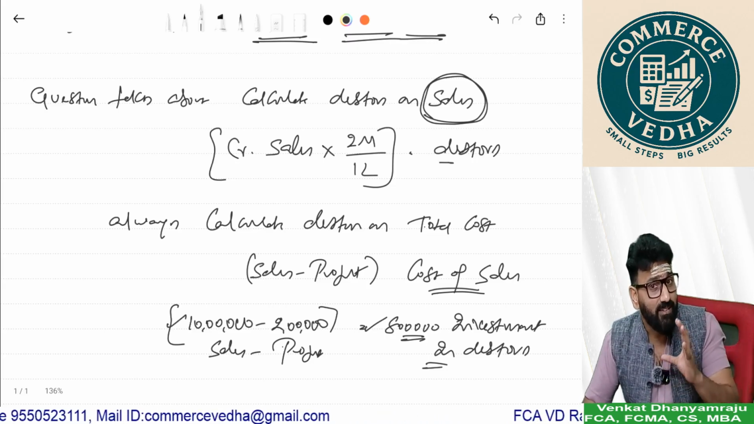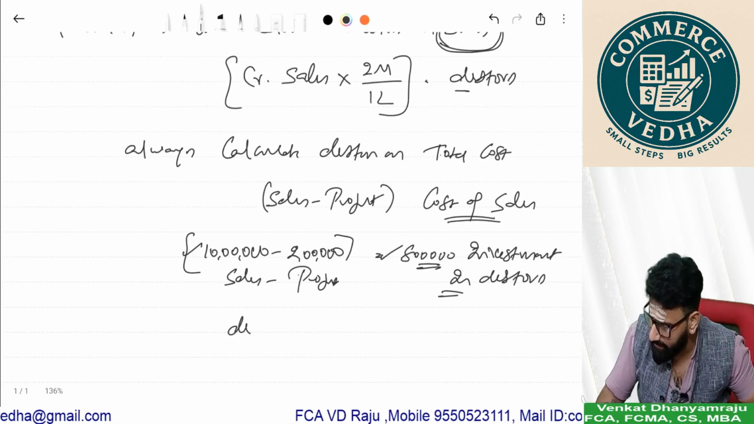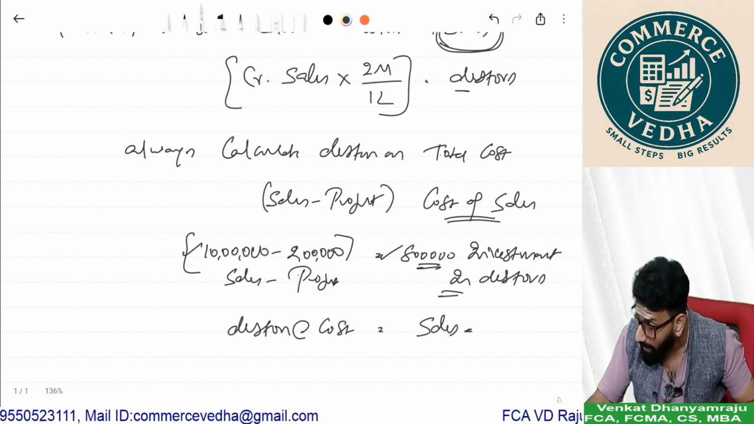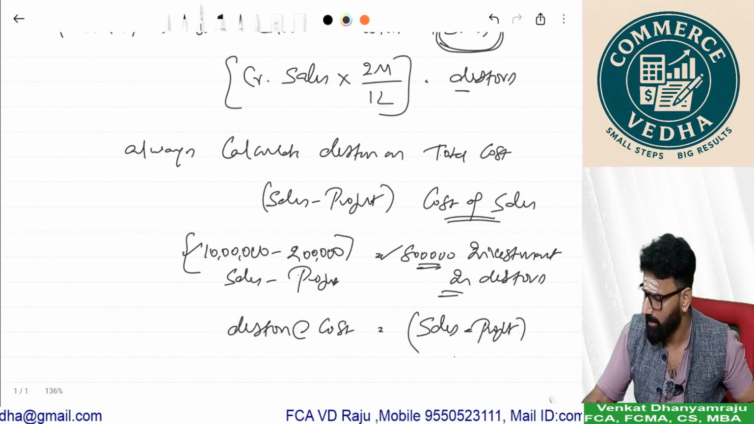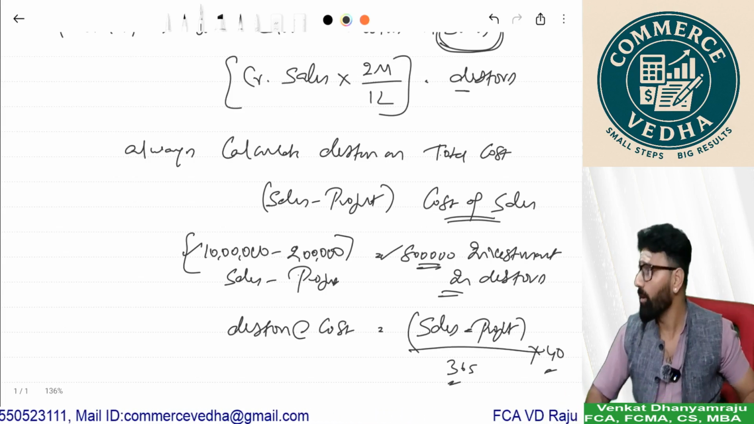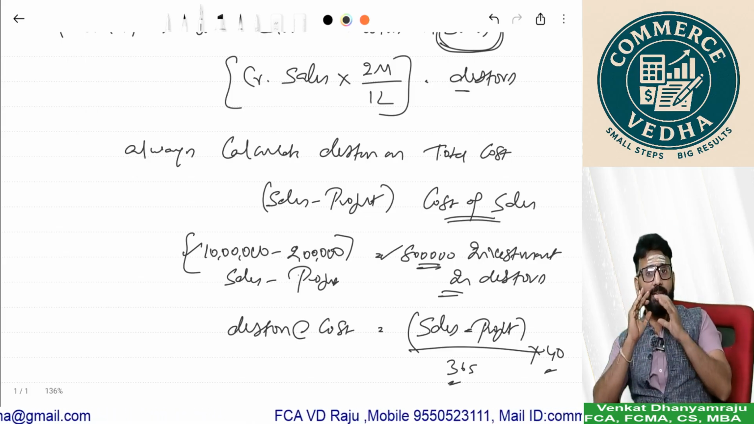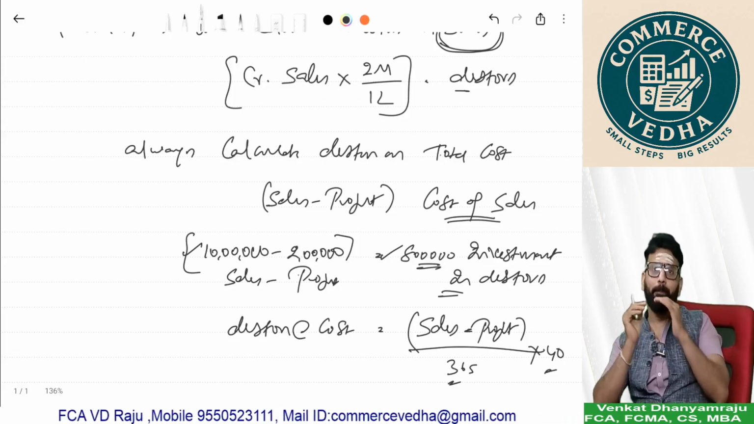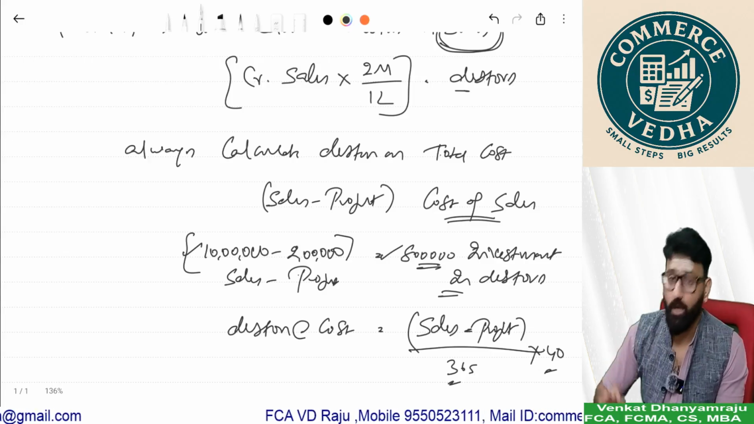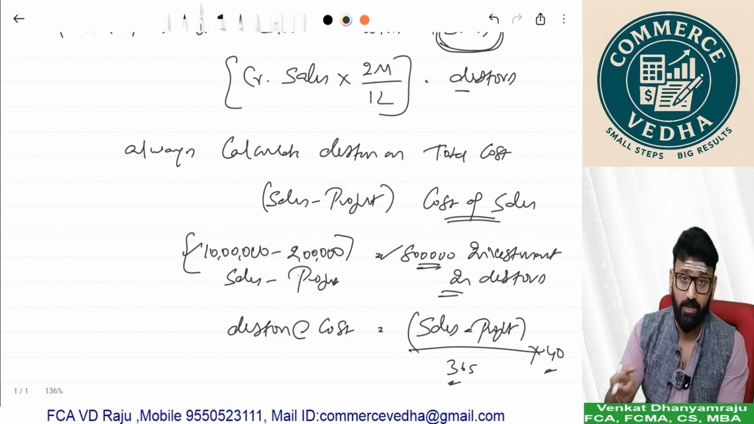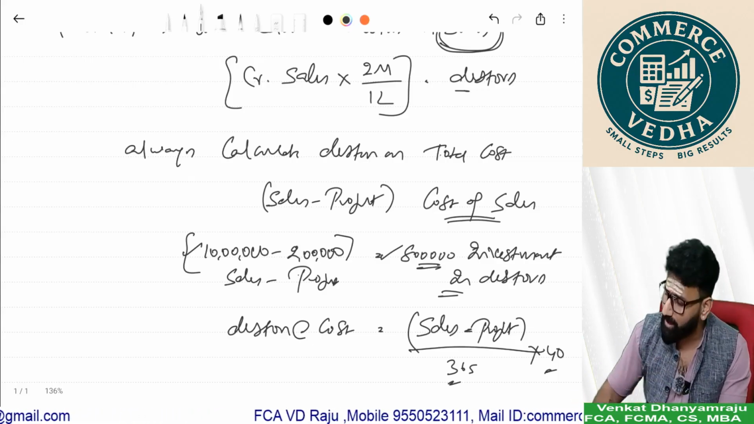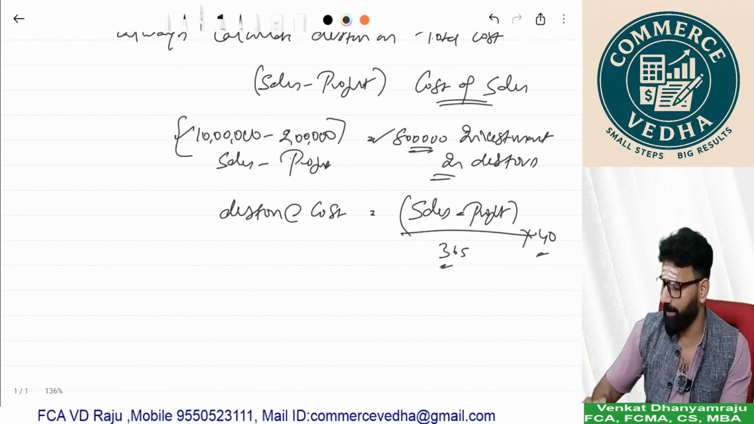So your debtors at cost equals to sales minus profit by 365 into collection period, whatever it is, into collection period. So whenever the sum says compute debtors on sales, you go with sale. Whenever a sum is silent, you always give that debtors are computed on cost. When the question asks you to compute on cash cost, debtors must be computed on cash cost, that is total cost excluding depreciation.